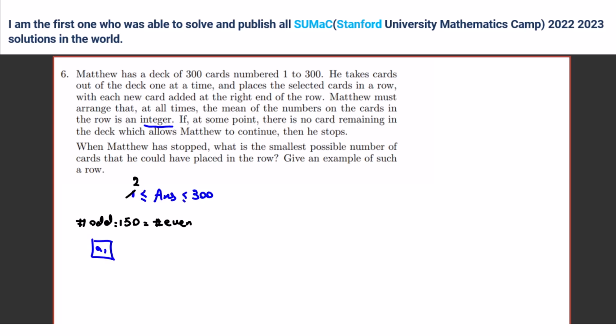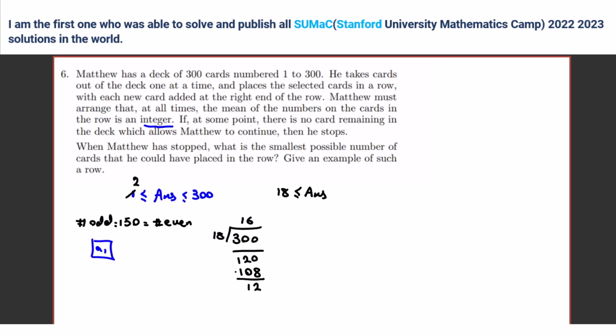Is it 18? The answer is at least 18. Okay, can you prove why the answer is at least 18? Well, my thought was that if we do 300 divided by 18, you get 16 remainder 12. 108 and 12, right?